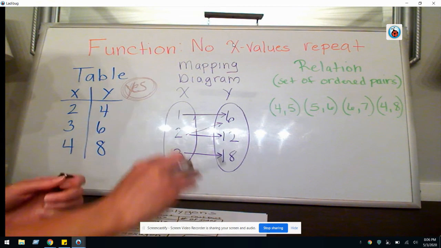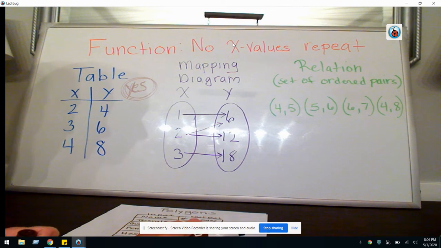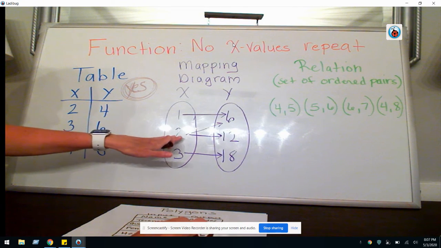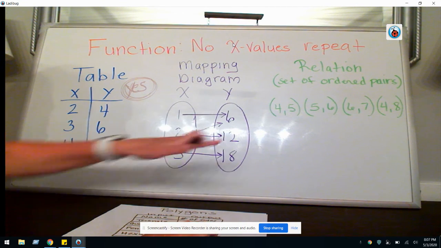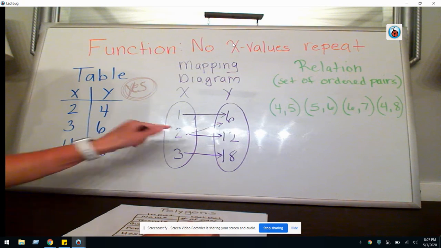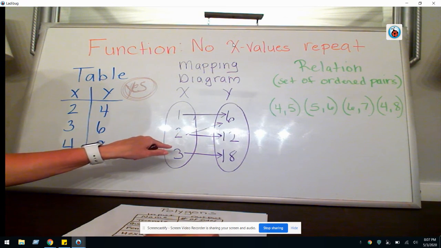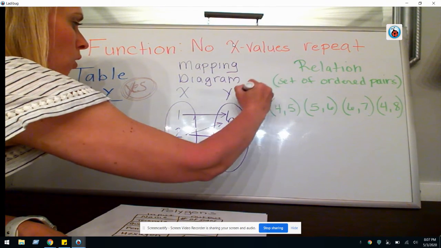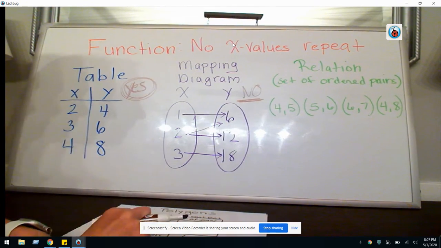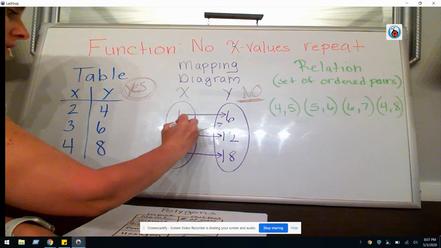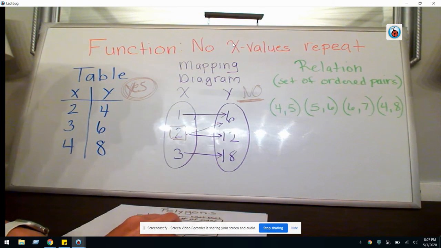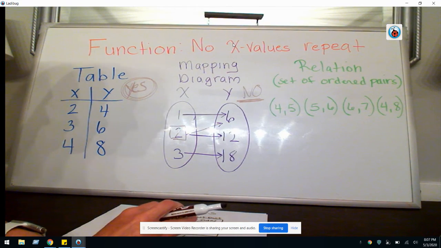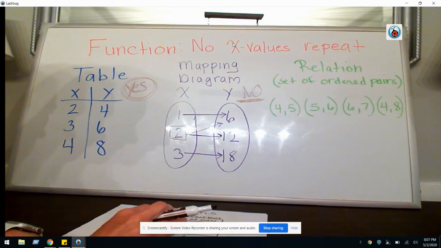Y-E-S. The next one shows a mapping diagram. It has 1 going to 6, then it has 2 going to 6 and 12. That means that the number 2 is being used twice. That's not a function. So we would say, no, this is not a function. Why? Because 2 is an x value and it's being used twice. It's okay for y's to be used twice, just not x's.